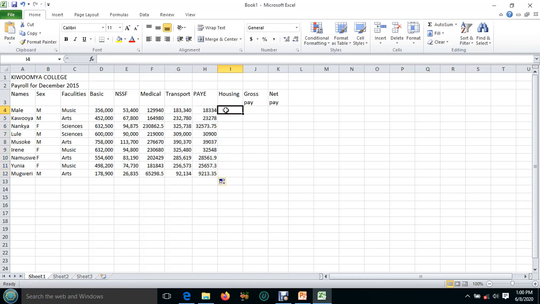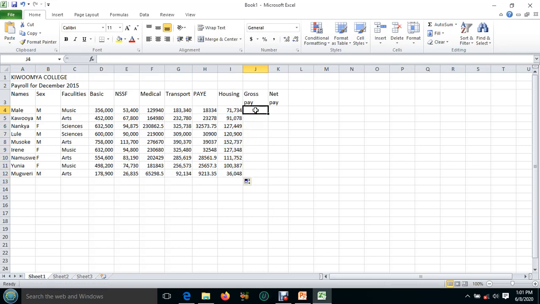Press enter. Then you will be able to copy for the other people. Then housing, payee plus NSSF. Housing is equal to payee, the payee is here, plus NSSF, and NSSF is here. Then enter. So therefore, for the rest of the people, you simply come and copy.